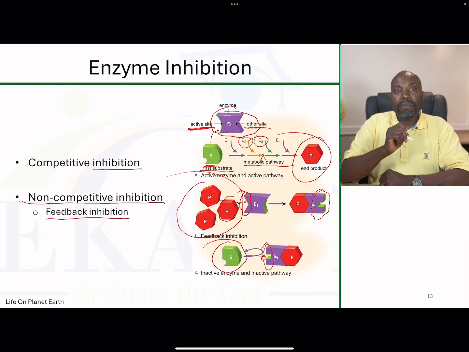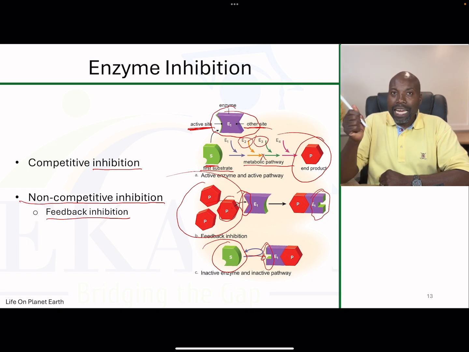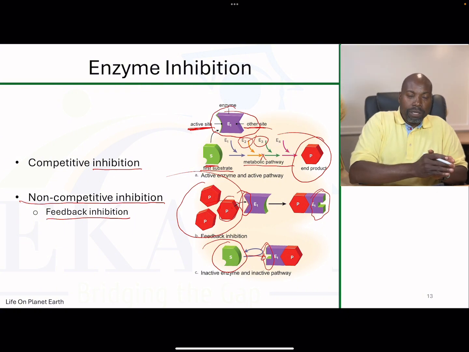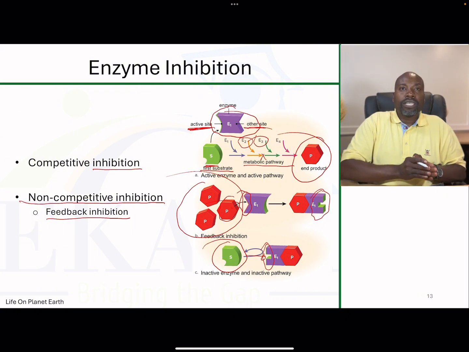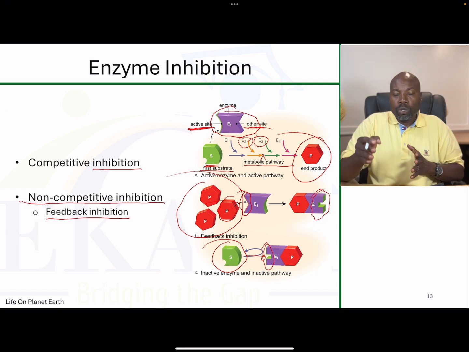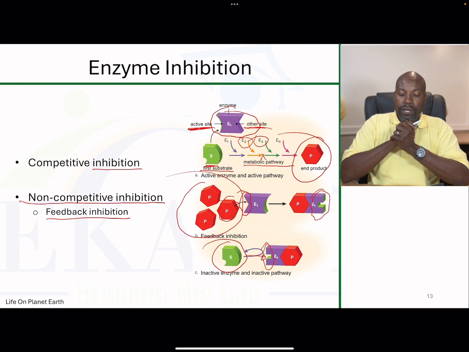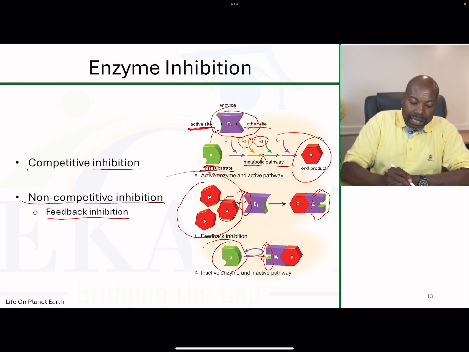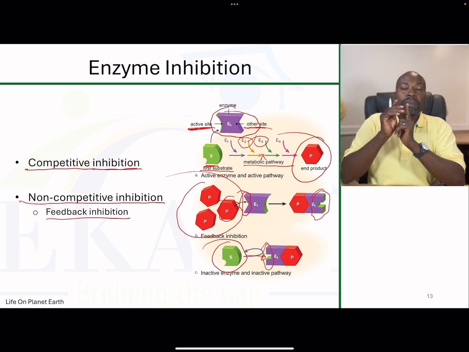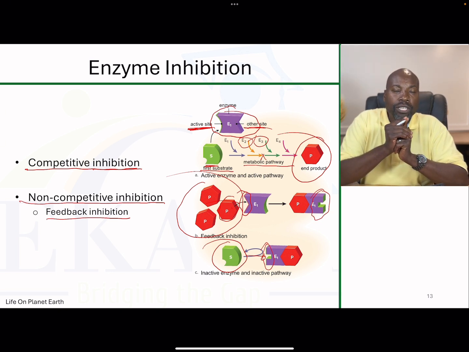That non-competitive inhibition is very common in the cell in the form of feedback inhibition. In the case of feedback inhibition, the end product of a metabolic pathway is used to shut down the first enzyme or the second enzyme in the pathway that produces that very product, right? That's the feedback inhibition.